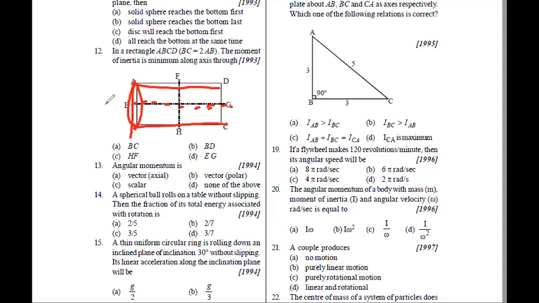See, I'm talking about the perpendicular axis, right? For the cylinder along this axis, the moment of inertia is mr square by 12, okay? I'm talking about the perpendicular axis like this.